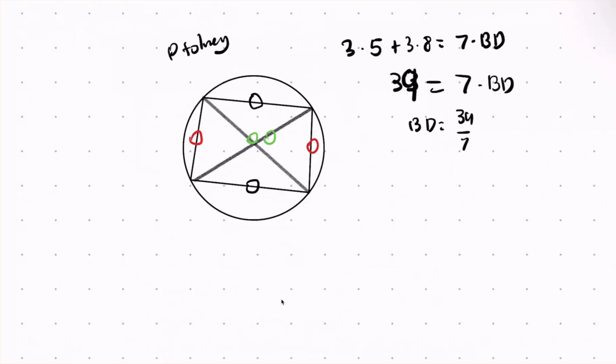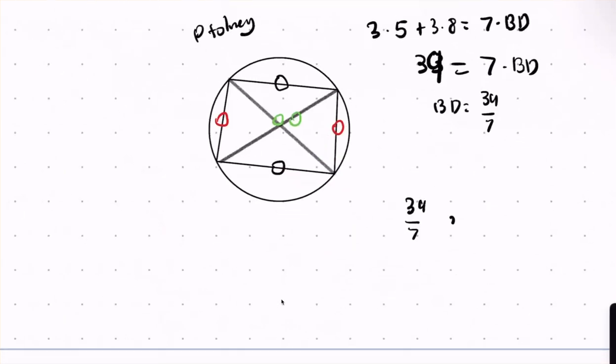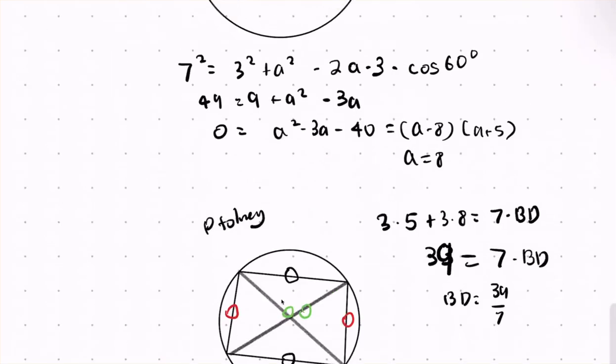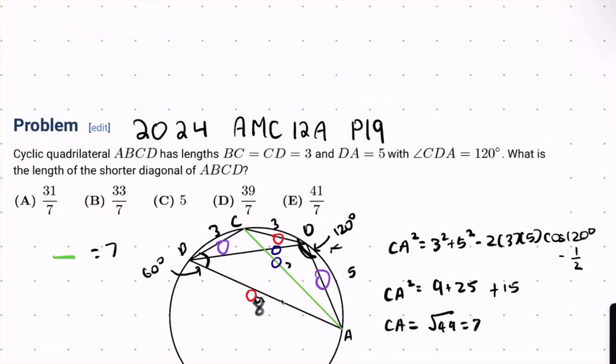Now, the lengths of our two diagonals are 39 over 7 and, as we already found, 7. We want to find the length of the shorter one, and that's 39 over 7, so the answer will be 39 over 7, which is answer choice D.